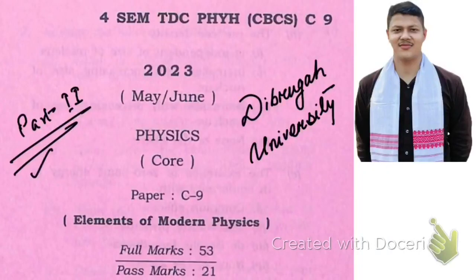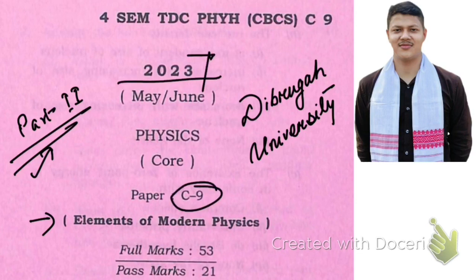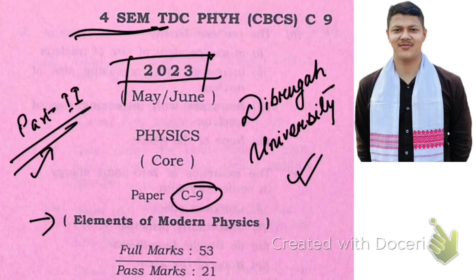Hello friends, this is part 2 of the solved paper, Elements of Modern Physics C-9, 2023, 4th semester, Dibrugarh University. In the last video we solved the MCQs, the first question. So let's start from question number 2.